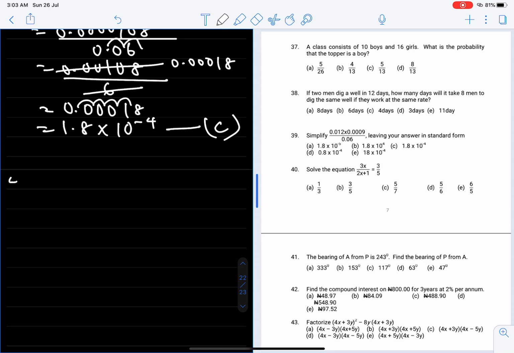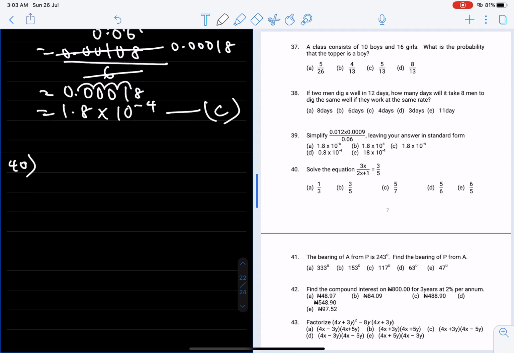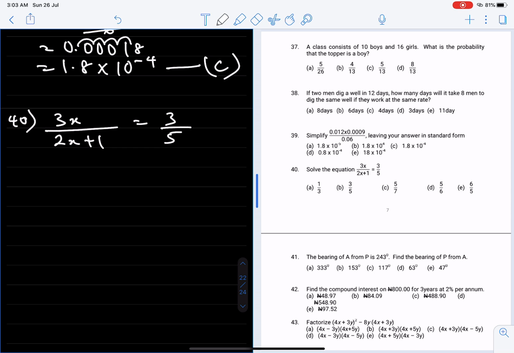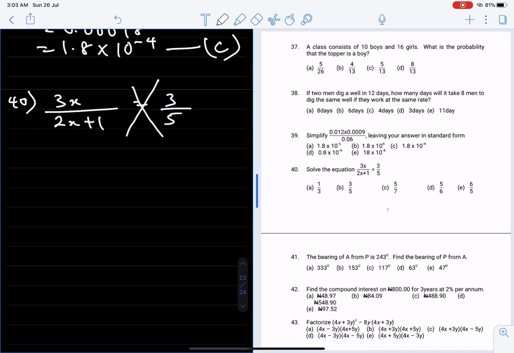Now to the next, number 40. Solve the equation 3x all over 2x plus 1 equals 3 over 5. This is a piece of cake. What we do is cross multiply, and then we have 5 times 3x, 15x equals 3. Or maybe I should write it this way: 5 times 3x equals 3 into bracket 2x plus 1.